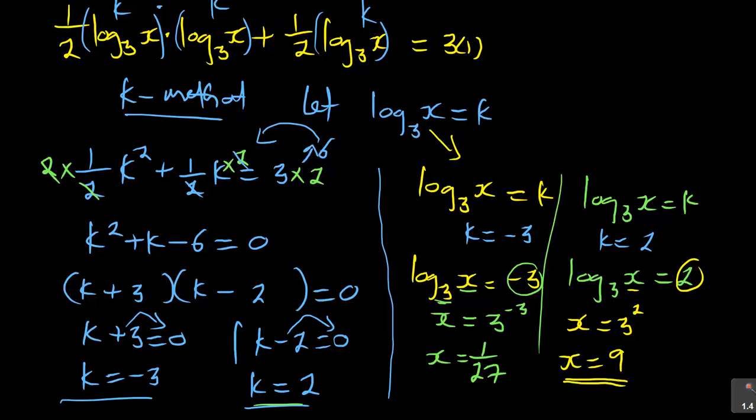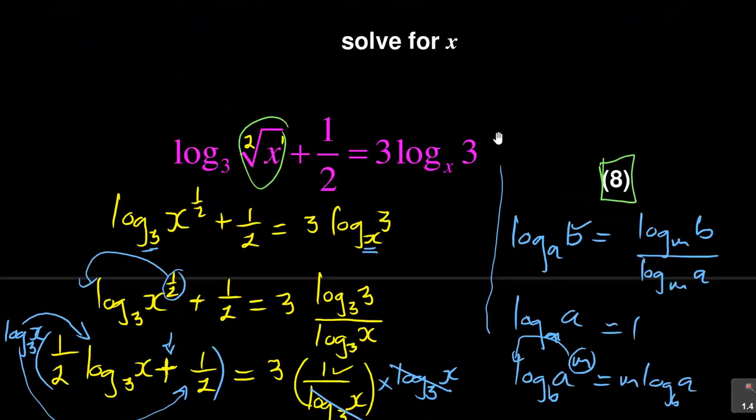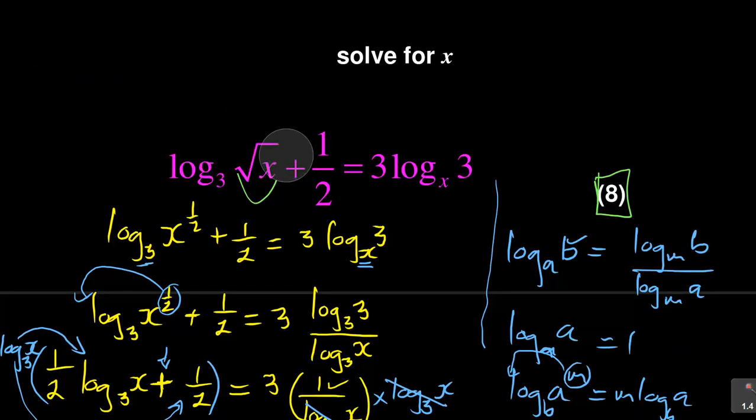Don't say 6, as some say, 3 times 2. It is 3 squared, which is 9. So you've got two answers: x is equal to 1/27 and x is equal to 9. But obviously, you need to test your answers. How do you test? Go to the original. Sometimes you might find that one value is wrong. So let's test it: x is 1/27 or x is equal to 9.